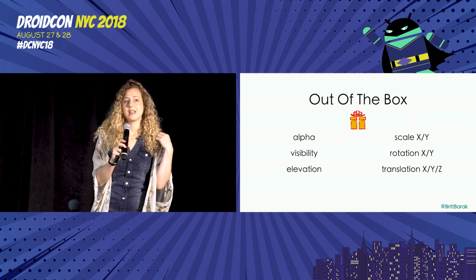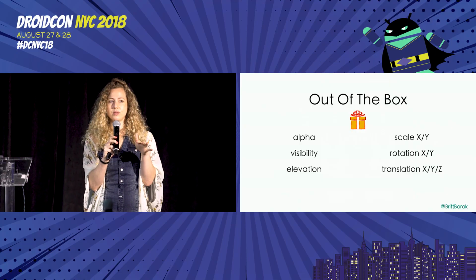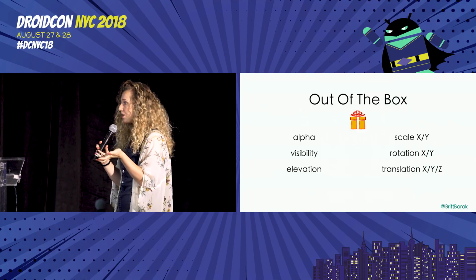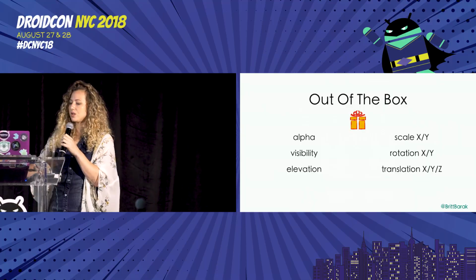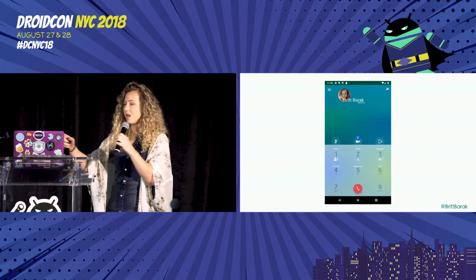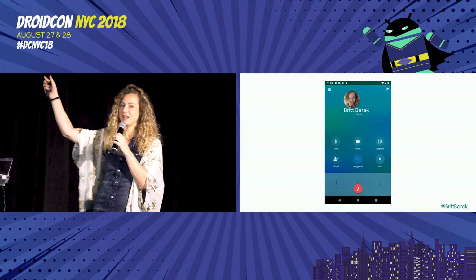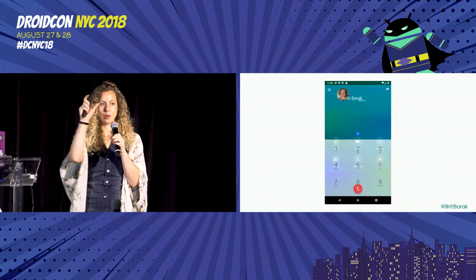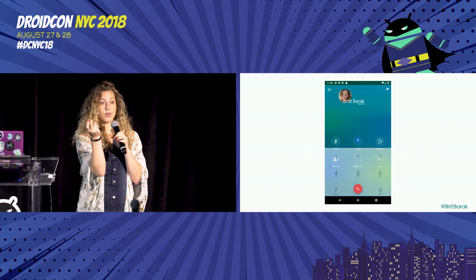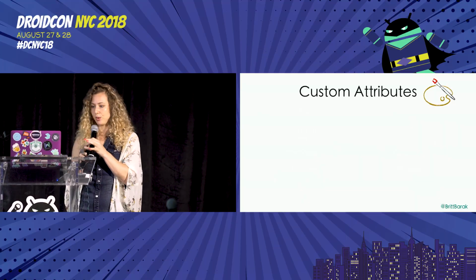And the thing is, what happens if I want to animate some other attributes, stuff that is not here, like background colors, or I wanted to animate the size of the text, for example? If you can see here, my name is really large at the beginning, and then when I swipe up, I want a smaller size. That was not there from the out-of-the-box attributes. So what can I do? Basically, I need to define a custom attribute.